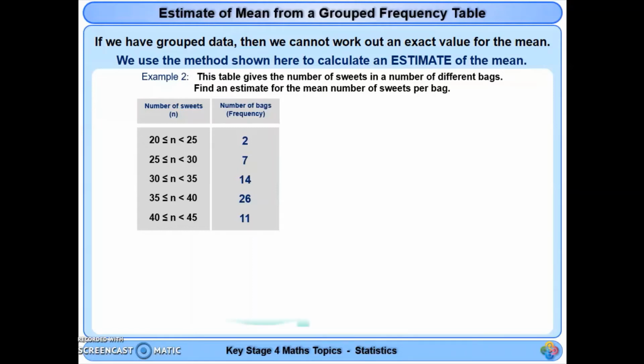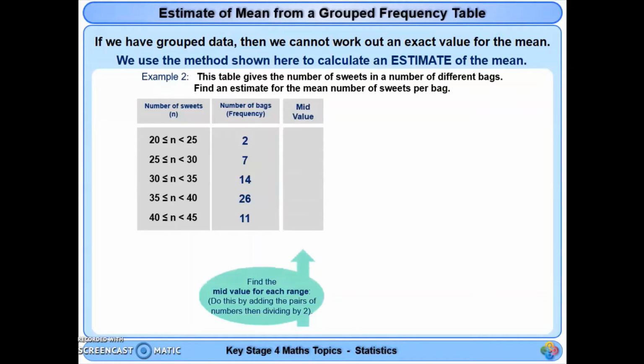First step, we add the third column. The third column is the mid values. We find the midpoint or the mid value between 20 and 25, which is 22.5. Again, if we added them together and divided by 2, which is the same as finding the mean, we would get the same value. We find the mid value for each group, and we fill in the second column.